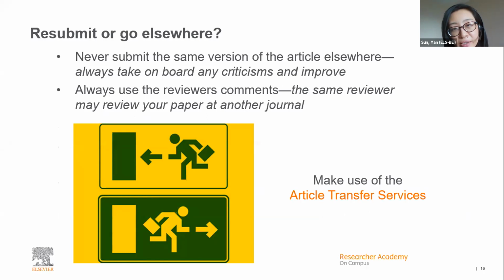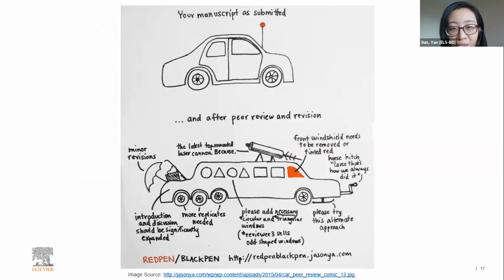So you could consider resubmitting your revised version to the journal, or you could consider another journal. We now have article transfer services. Sometimes the editor would actually suggest you transfer to another, more suitable journal. Make use of this kind of service, it helps you accelerate publication and be successful in publication.